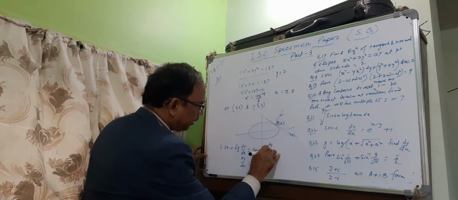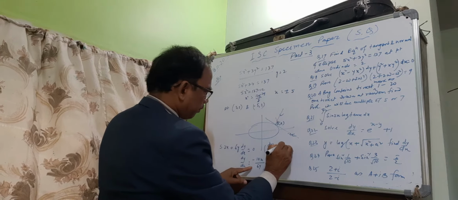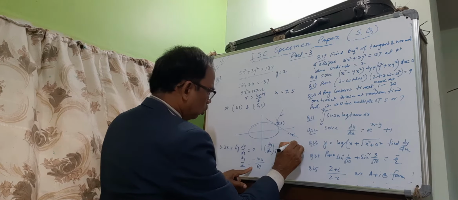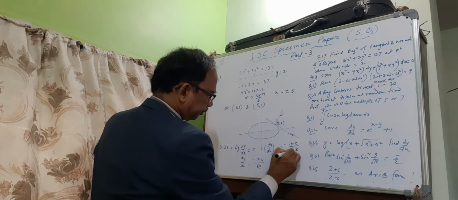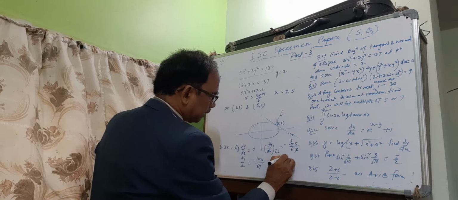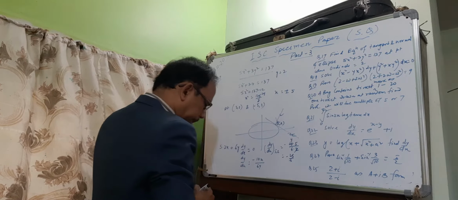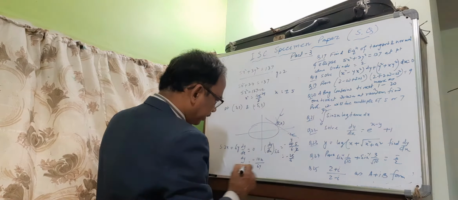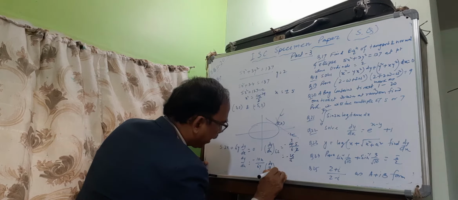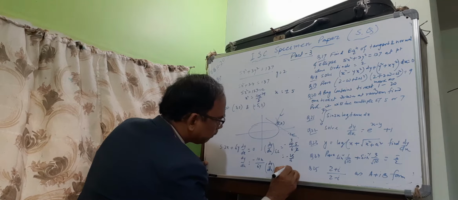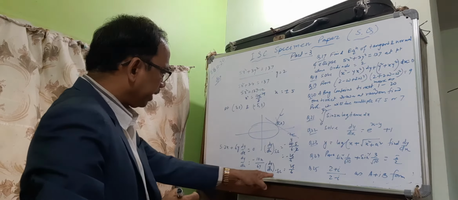Then dy by dx at (5, 2) equals minus 10 into 5 over 6 into 2. That is minus 25 by 6. So dy by dx at the point (5, 2) is minus 25 by 6, and dy by dx at the point (minus 5, 2) is 25 by 6.